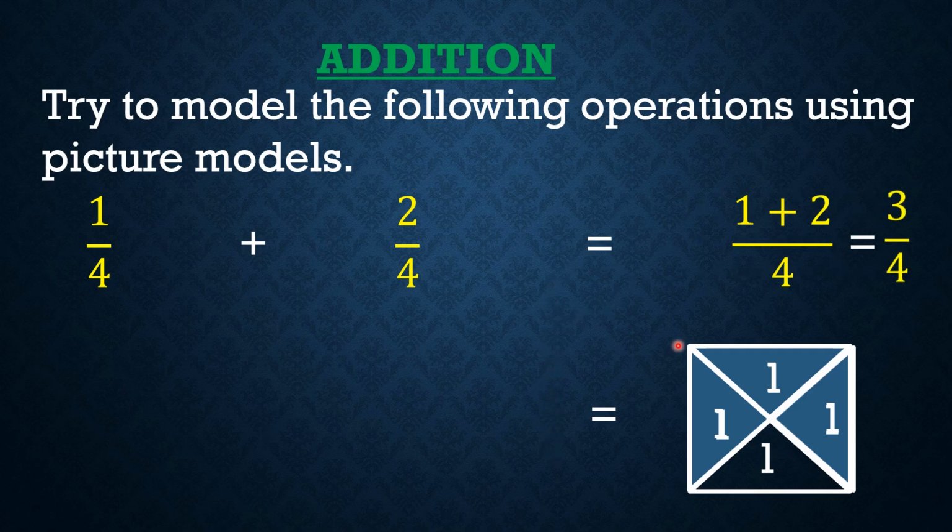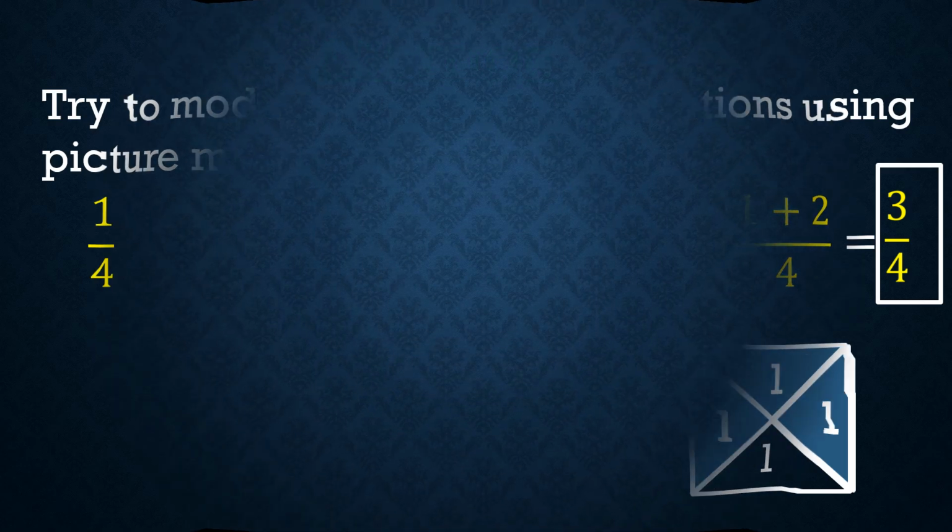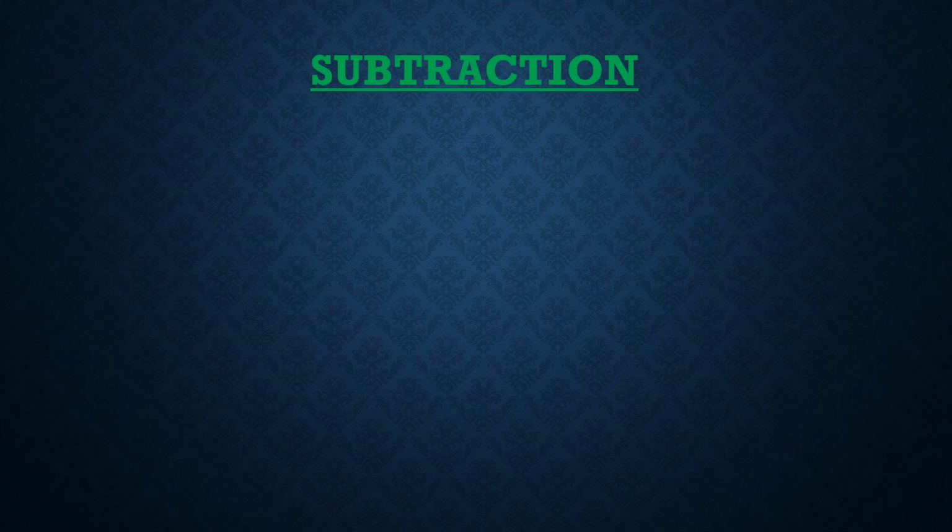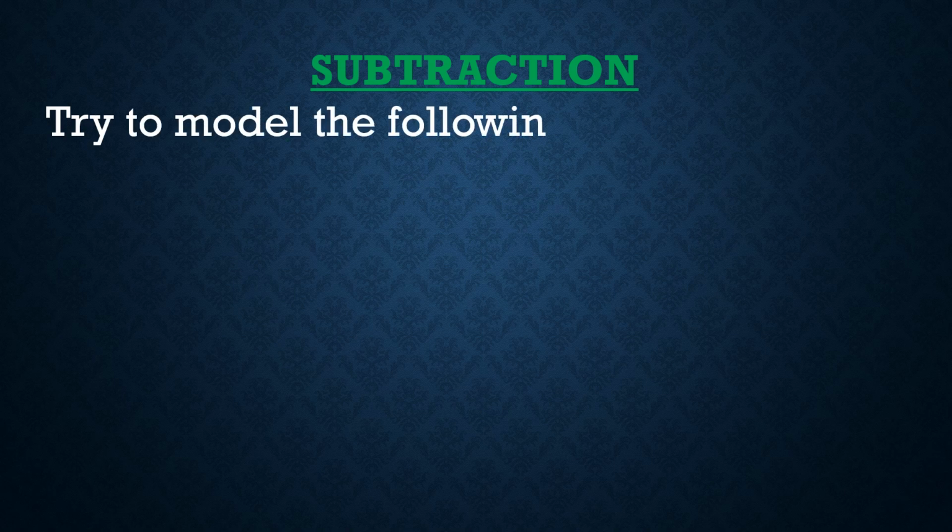As you see, if I add 1 plus 2, it gives 3 parts taken from 4 parts. Let us make another operation, which is subtraction. We are going to try to model the subtraction operation and try to understand what is going to happen.